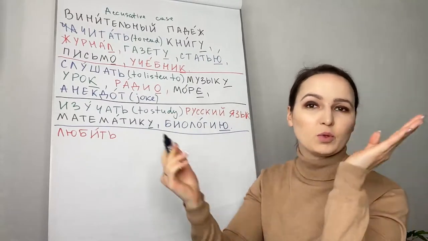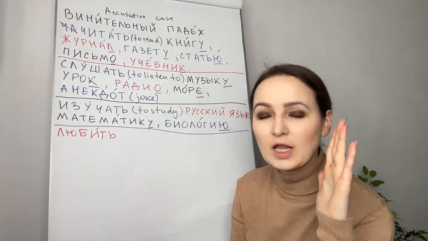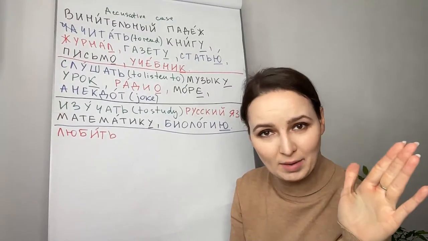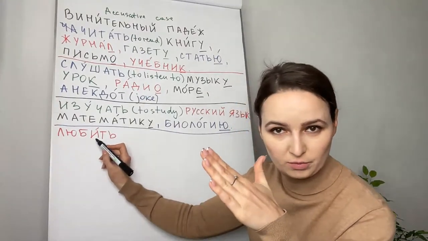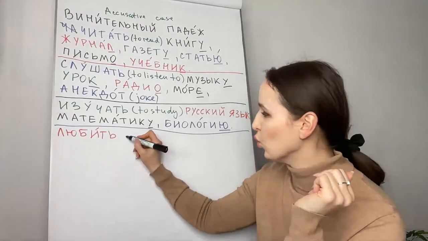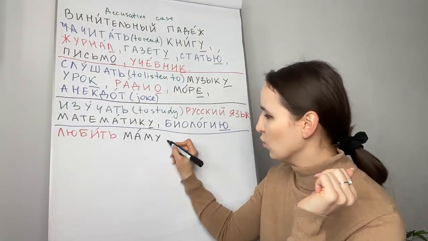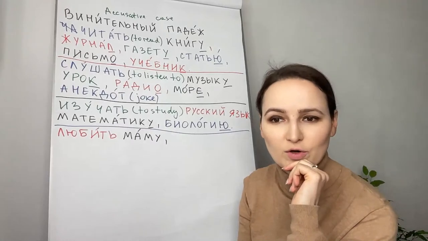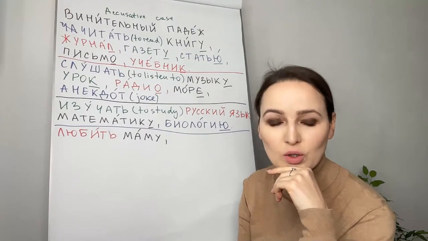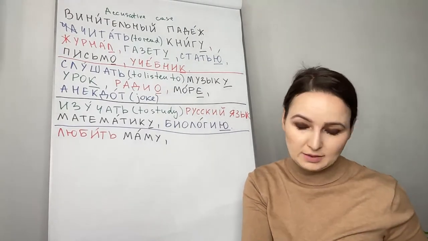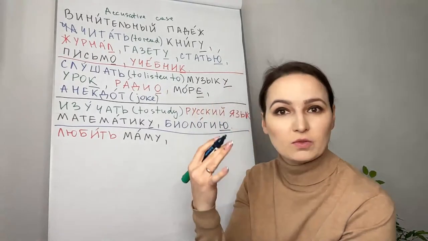Любить, for example, what can you love or what can you like? To love your mother. Любить, nominative is мама, ends in а. We have to put it in accusative because we have this verb here, and we will say маму. Любить маму. To love your mother. Я не люблю математику. Yes. Or я люблю математику.